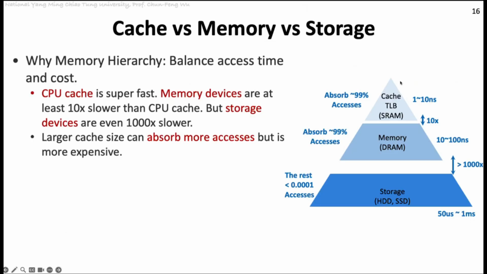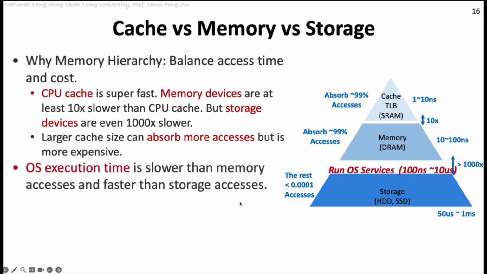This is also the reason why we build up this hierarchy, because even with a small CPU cache, we can absorb that much of the CPU accesses. So it is quite effective. Even though the storage device is so slow, if you have a good cache and memory design, only very few instructions will really need help from the storage device. This is the cost-effective nature of the memory hierarchy.